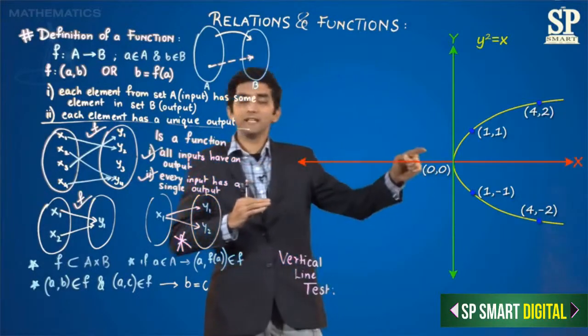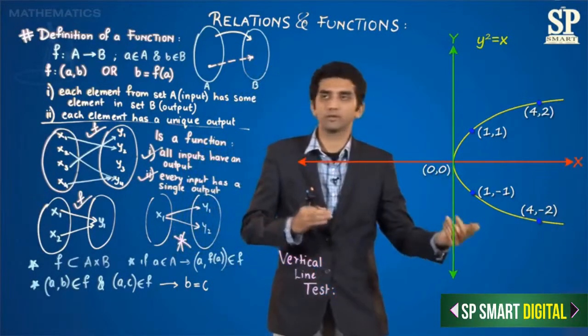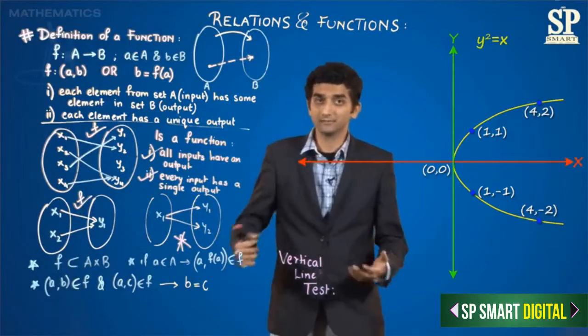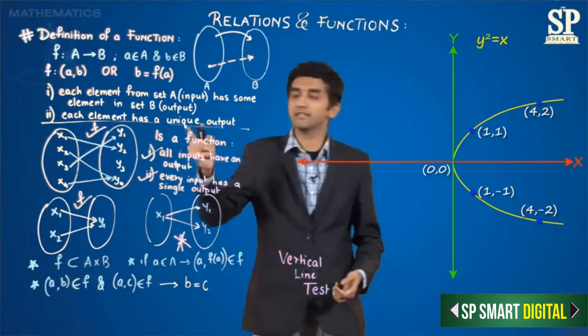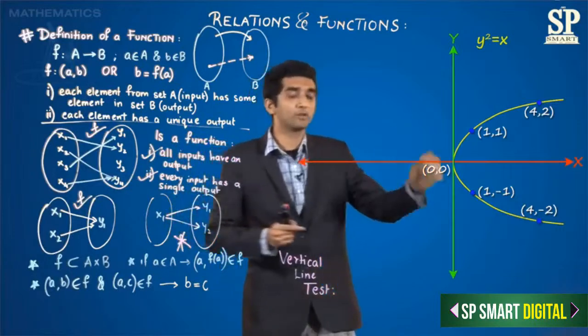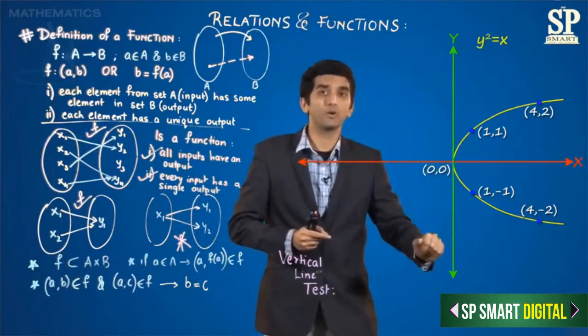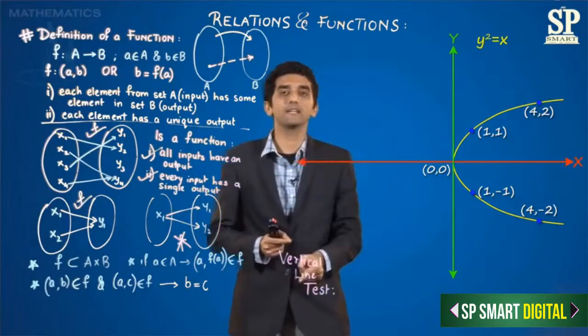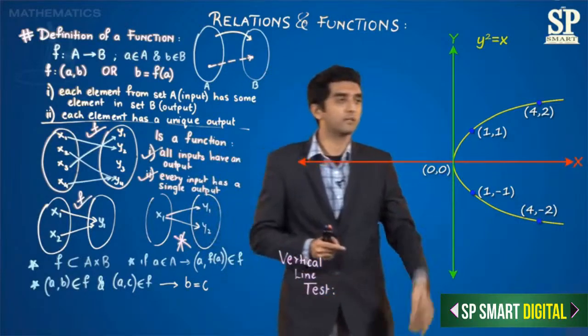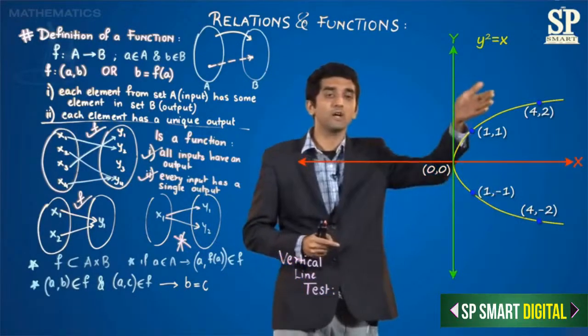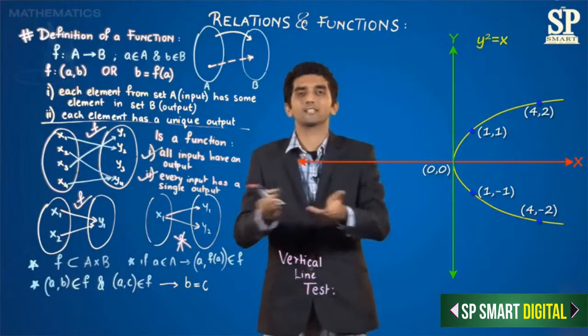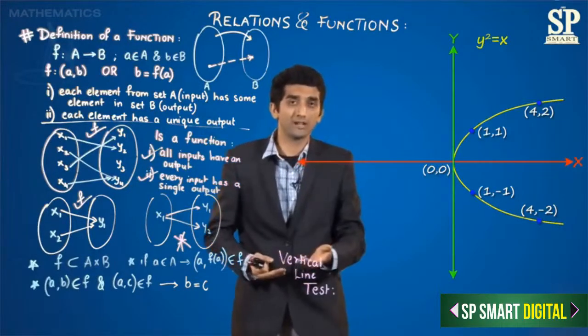Now every element has some output. The first condition is getting satisfied as we had discussed earlier, but the second condition is being violated because every input is having two outputs. And likewise, the vertical line test is also getting violated because if I draw a vertical line, although if I draw a vertical line here, it does not have any meaning because there is no graph over here.